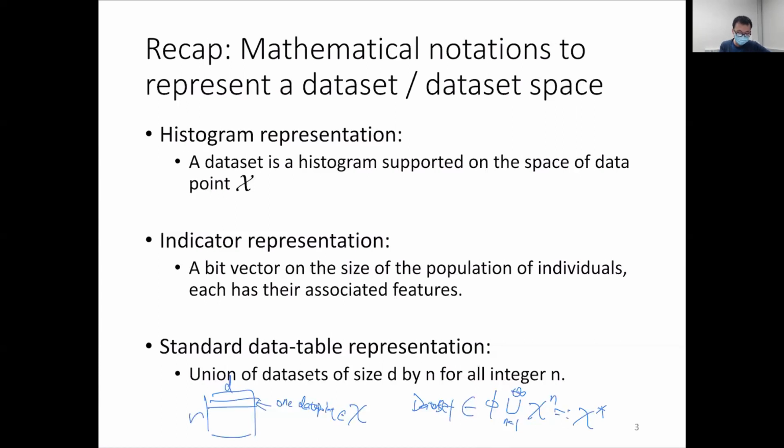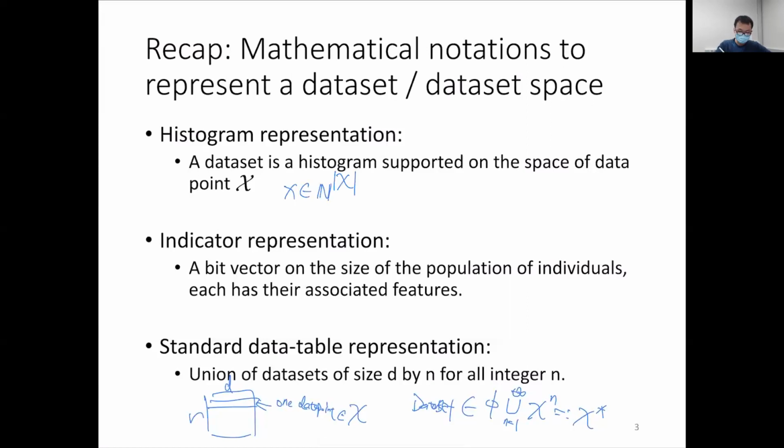Now let's try converting this into the histogram representation, which we talked about earlier, and how it can be used to measure the distance between two neighboring data sets in terms of adding or removing individual data points. In a histogram representation, a data set X is in the space of all natural numbers to the power of the cardinality of the data space.